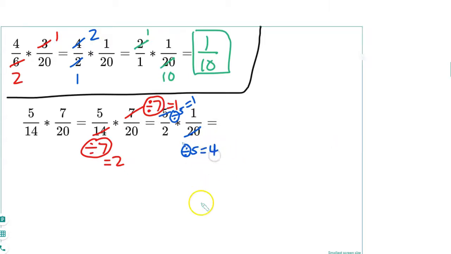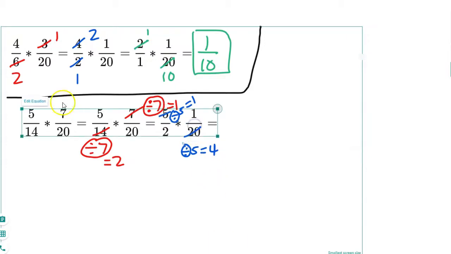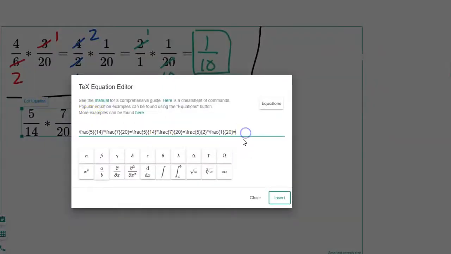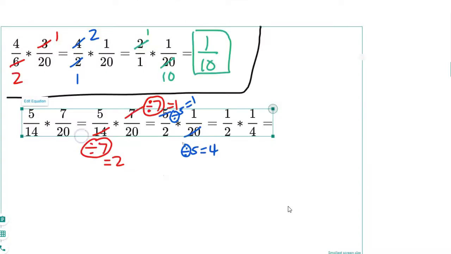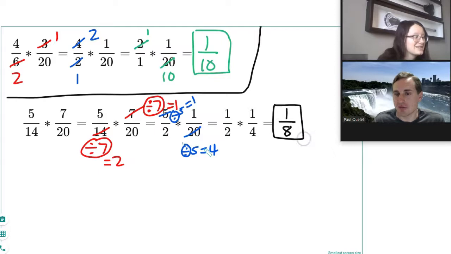And then if we spend a second to just rewrite this, we should have 1 over 2, like you said, and 1 over 4. Okay, and then finally we just have to multiply those, which is what number? 1 over 8. That's your answer. See how that works?